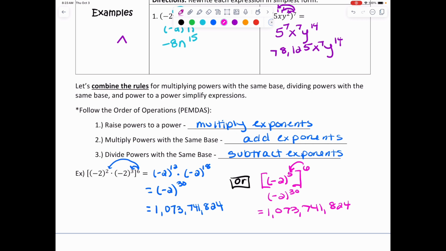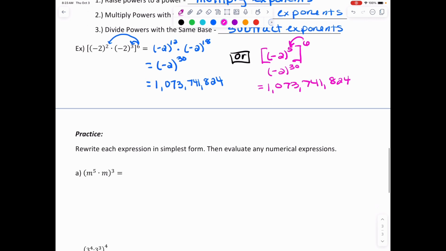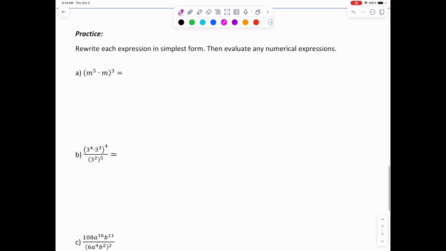Both are correct. So now at this time, what I'd like you to do is pause the video and try the practice problems. I want you to try A, B, and C on your own, and then resume the video to go over the answers with me when you're done. Make sure that you are evaluating any numerical expressions.